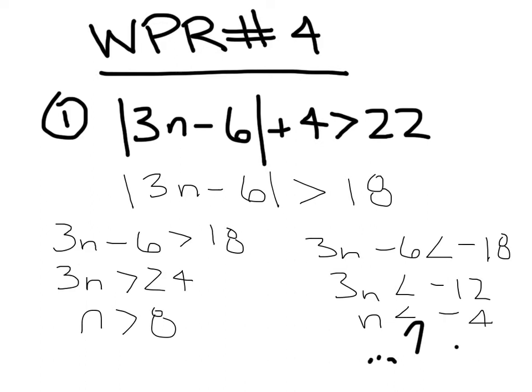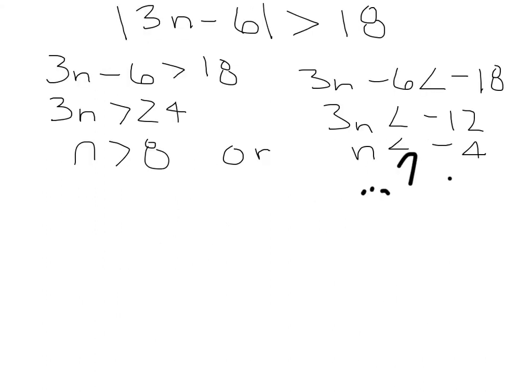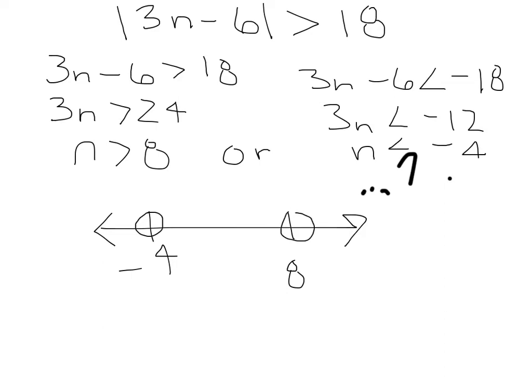Now we need to ask ourselves, is there a number that can satisfy both of these conditions? Is there a number that's greater than 8 and less than negative 4? Of course, the answer is no, which means this problem is an OR. Writing this on a number line, I would have the negative 4 on the left, the 8 on the right. There is no equal to symbol in these inequalities, so these circles are open, and we have ORs shading away from the center.